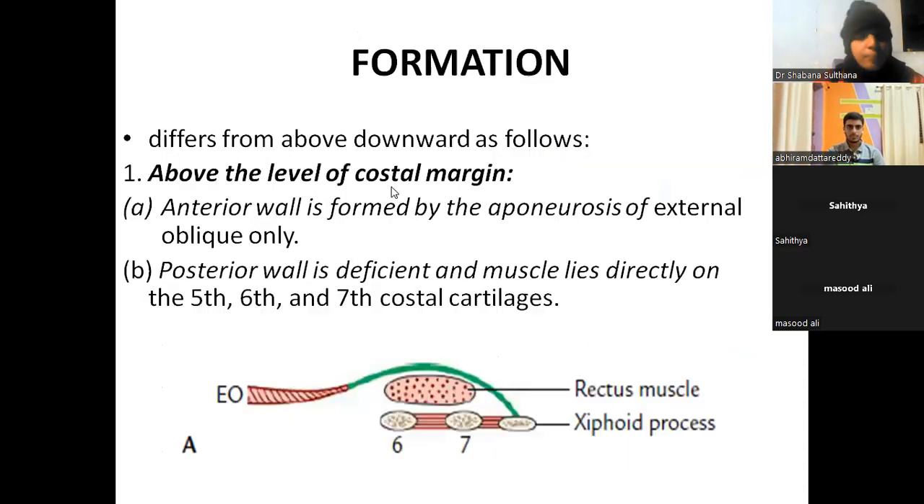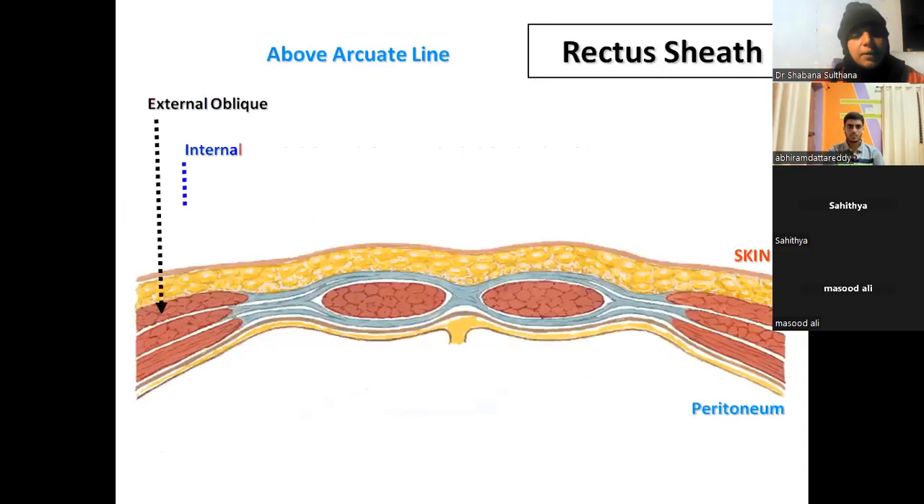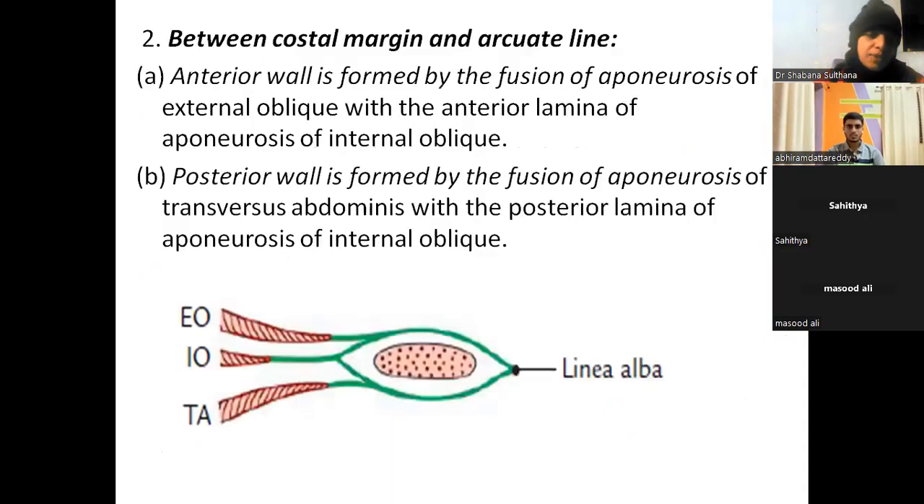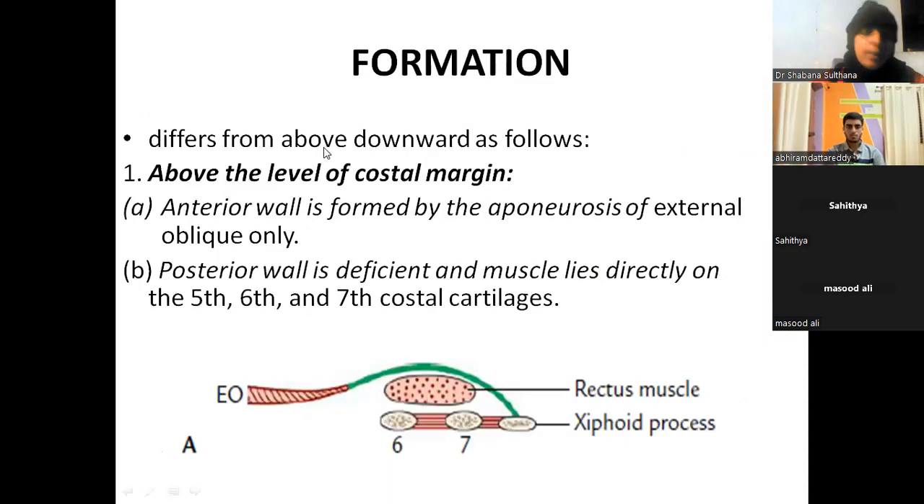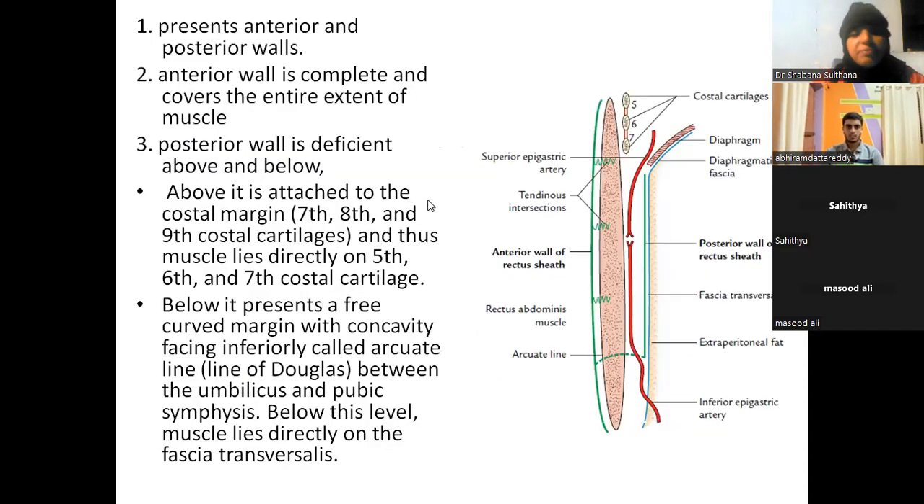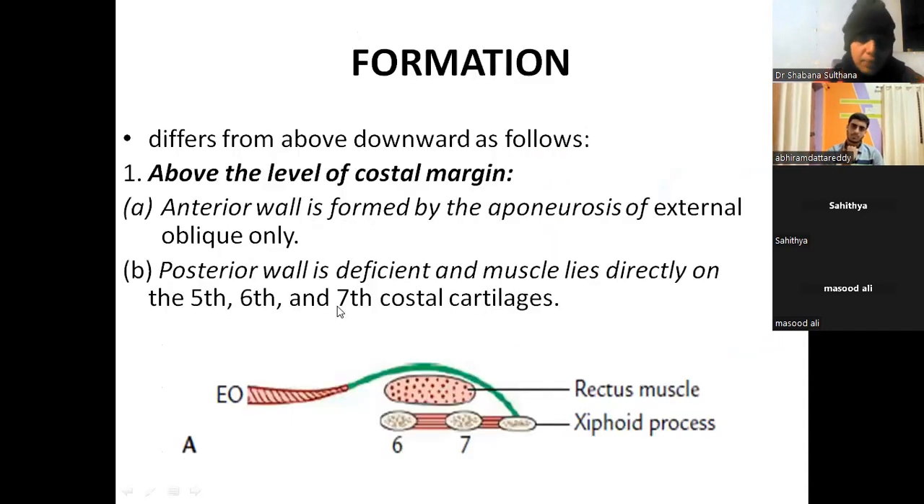Yes, ma'am. Now, I'll show you. First, we'll see that the formation of this rectus sheath is different at different levels. We take one level, till the level of the costal margin, as the first. From the costal margin to the arcuate line, we will see its formation is different. Below the arcuate line, again the formation of the rectus sheath is different. Now let us see above the level of the costal margin: the anterior wall of the rectus sheath is formed by which muscle? Abhiram? External oblique muscle, ma'am.